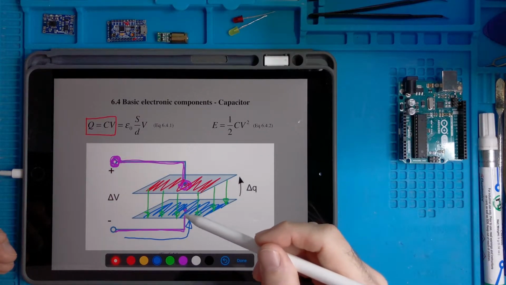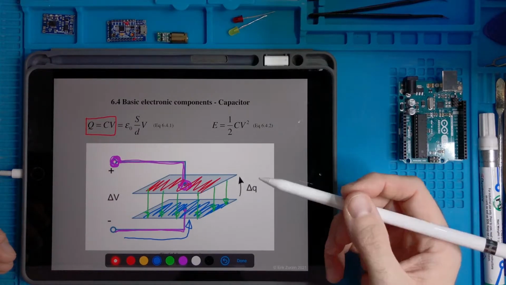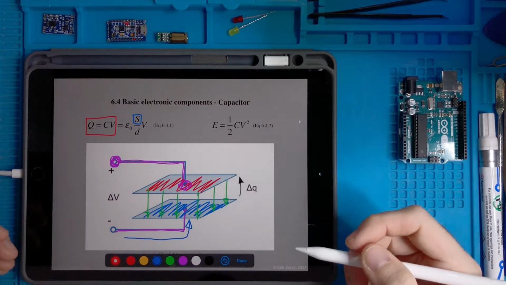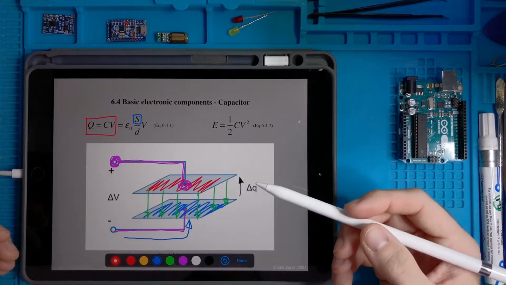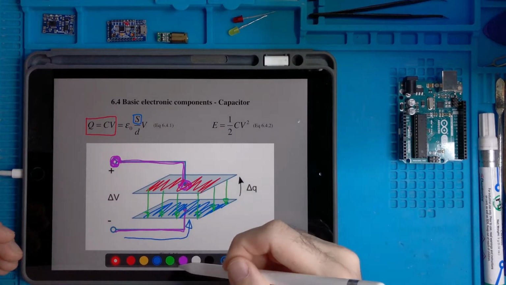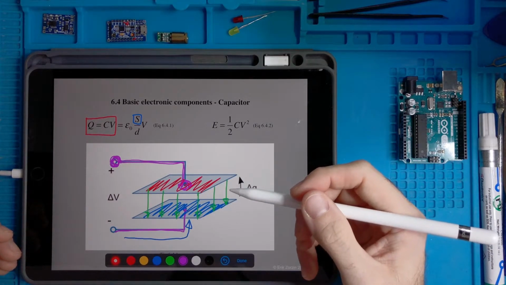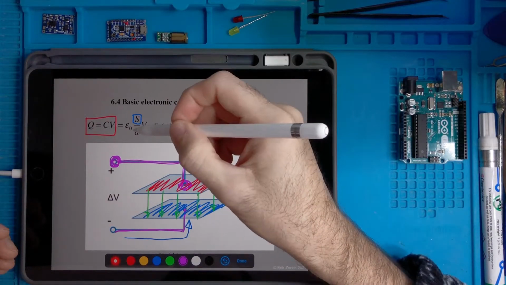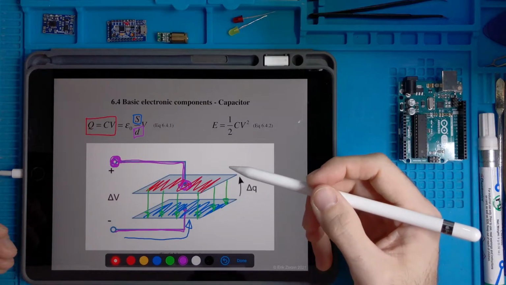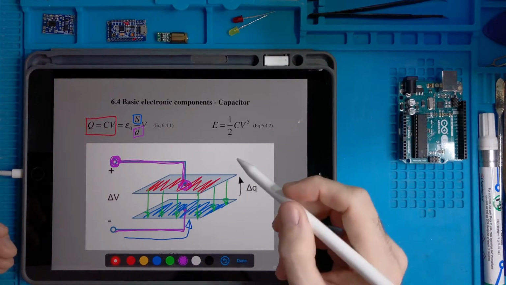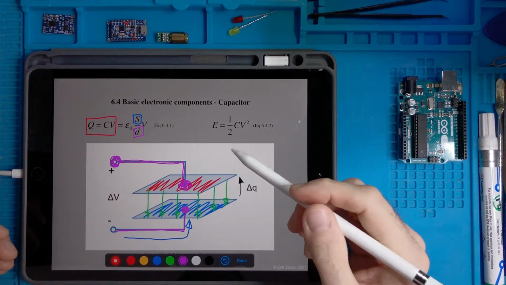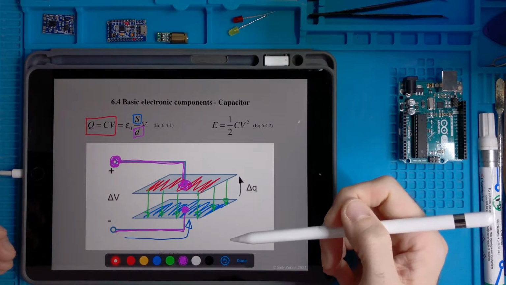So this has to go with the surface. So the bigger the surface, the bigger the charges, the amount of charge that you can deposit on it for a given voltage, and it's inversely proportional. The charge is inversely proportional to the distance of the plates, because for a given voltage applied to the plates, the smaller the distance, the bigger the electric field.